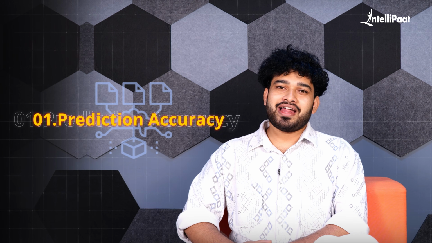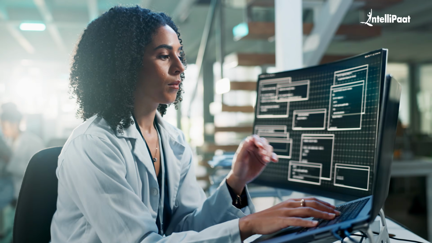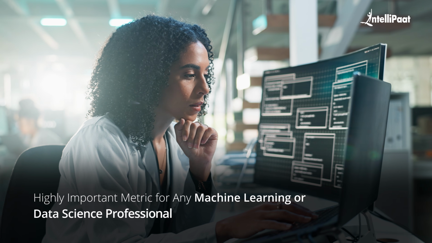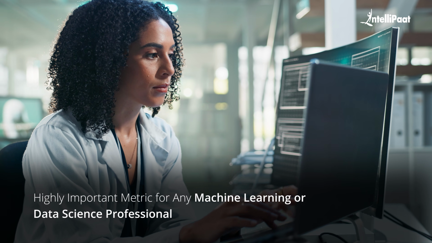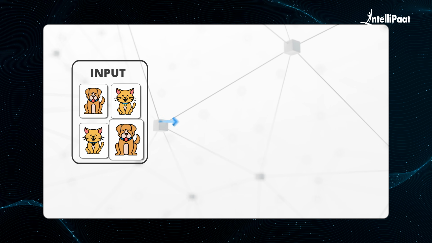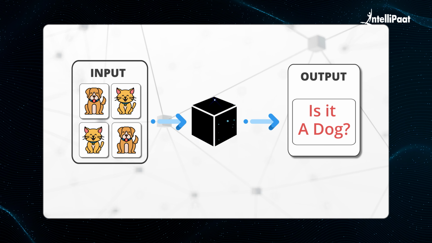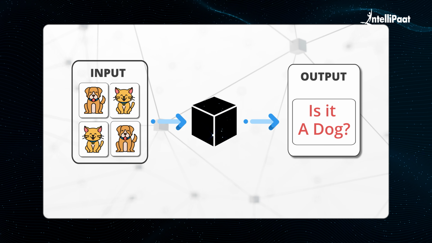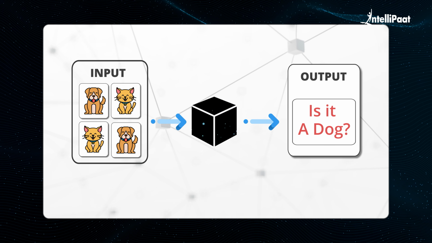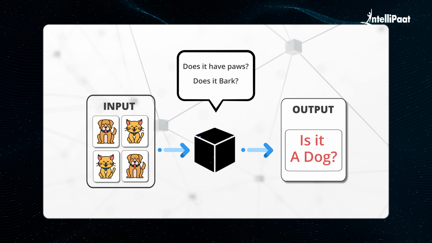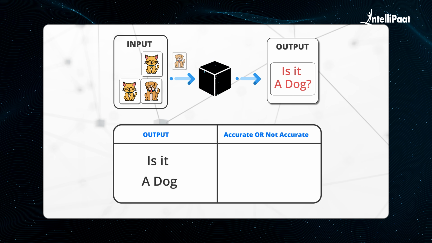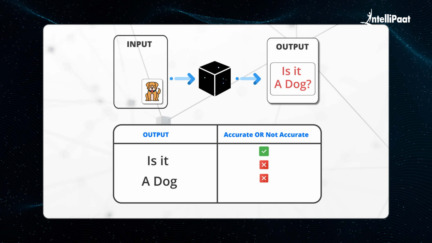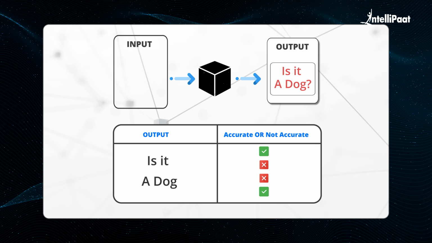Let's start by understanding the prediction accuracy. Prediction accuracy is a highly important metric for any machine learning engineer or data science professional, right? Because the success of your machine learning model is going to be judged by how accurate the results your model provides. Generally, when we compute the accuracy, we try to learn the pattern in data and then check how accurate the results the learned model is making for the testing set, right?